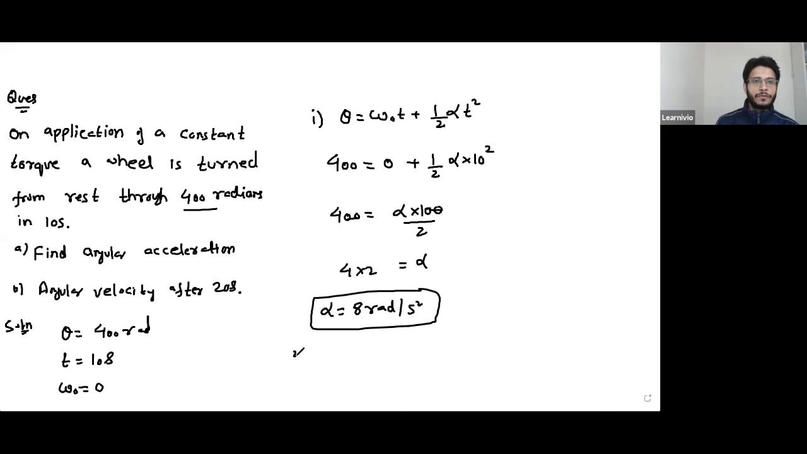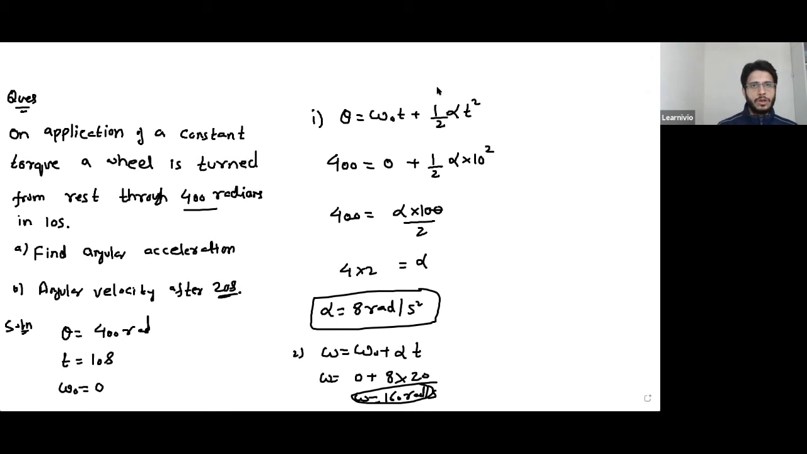After this alpha, the second part is the angular velocity after 20 seconds. You can use this equation: omega is omega naught plus alpha t. Just keep on substituting the values. Omega naught is 0, alpha we just calculated is 8, time is 20 seconds. You need velocity after 20 seconds, so just put 20 here. So omega is 160 radian per second.